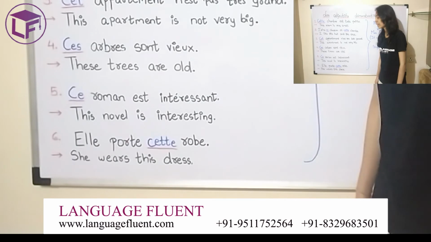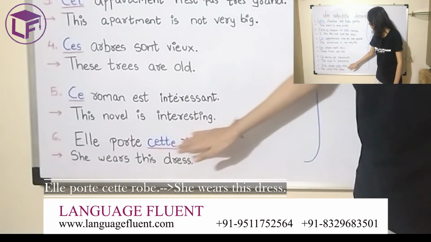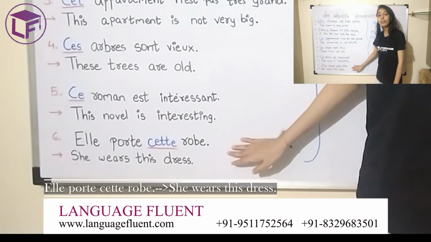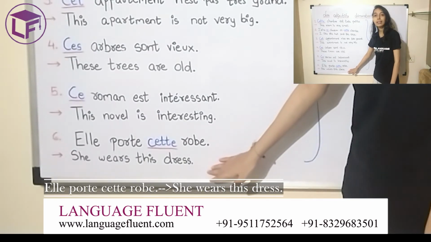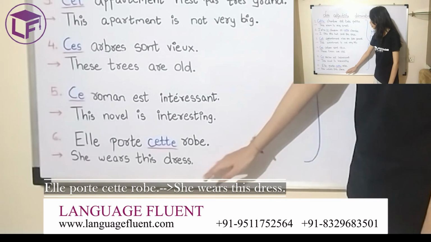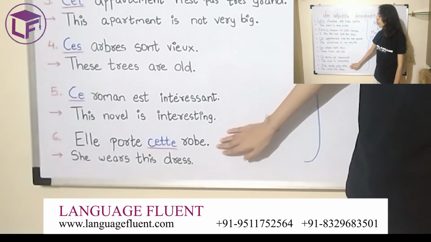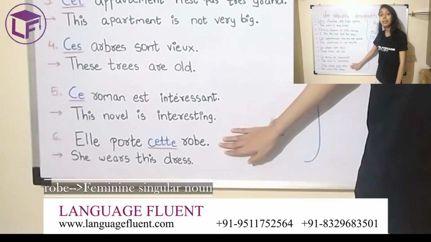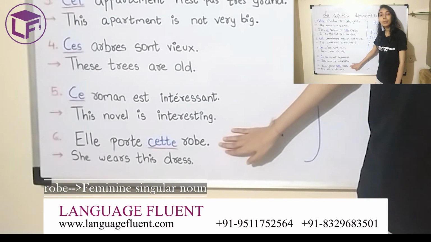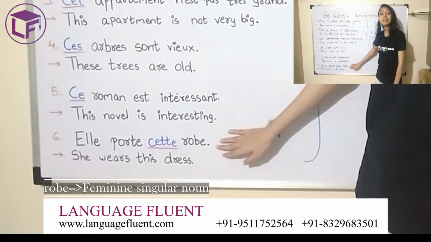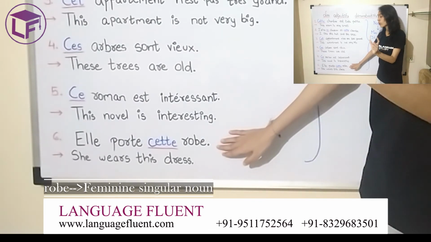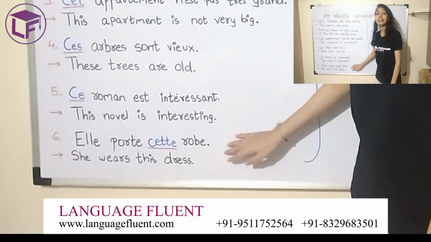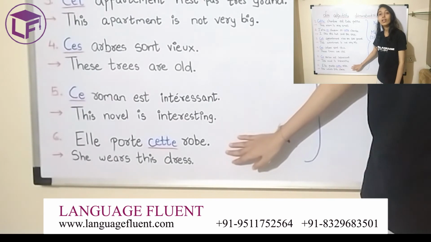Now the last one is "Elle porte cette robe", which means she wears this dress in English. Here noun is robe. Robe has a gender which is feminine and the number is singular. So it becomes feminine singular noun. So we write cette, C-E-T-T-E, cette robe.